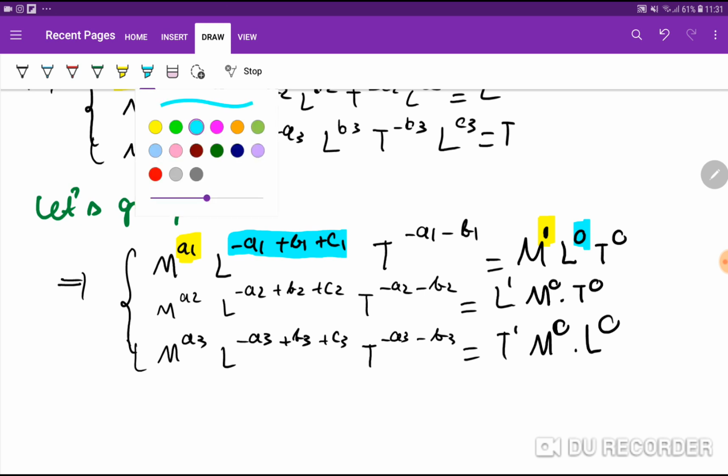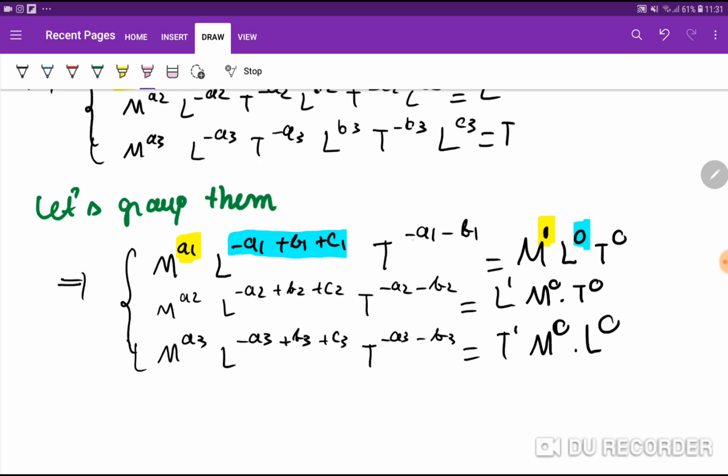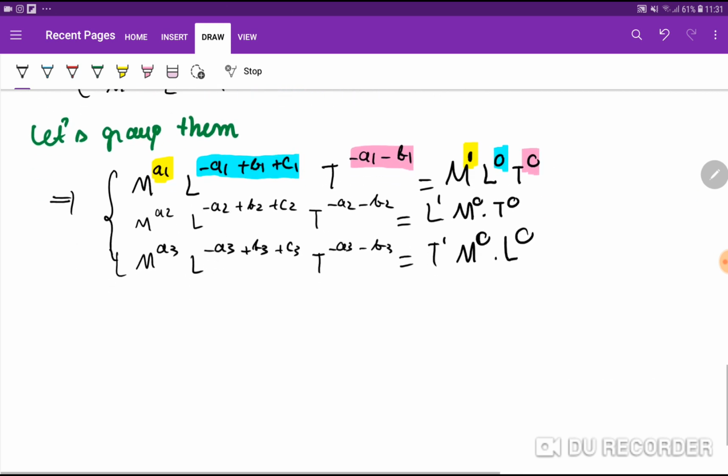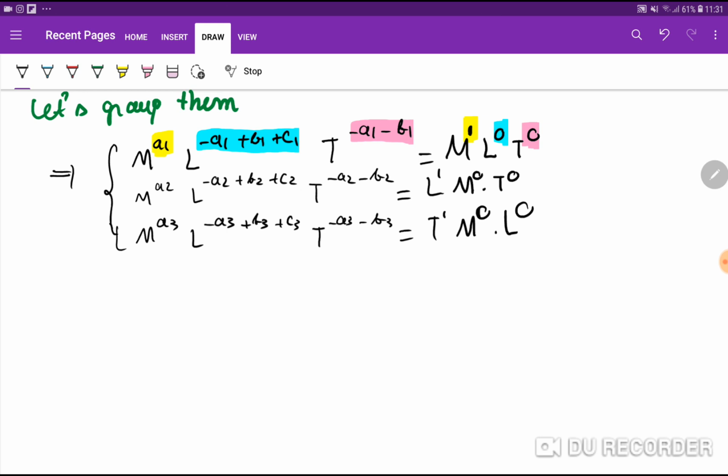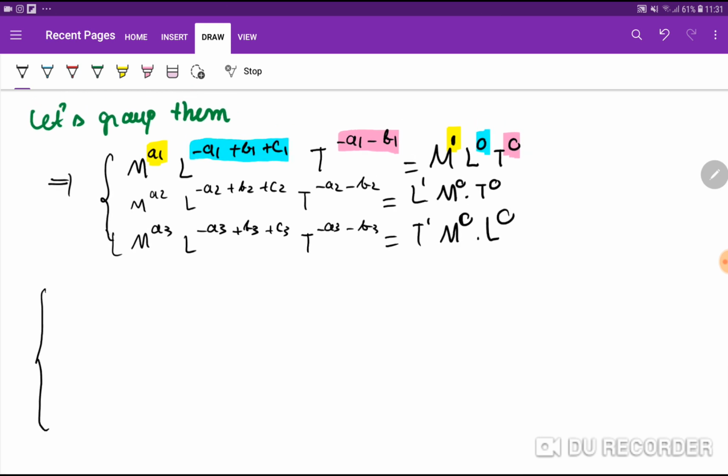And then, negative A1 minus B1 has to be equal to 0. So how many systems do we have? We have 3 systems right here, right? So we have A1 equals 1, negative A1 plus B1 plus C1 equals 0, negative A1 minus B1 equals 0.